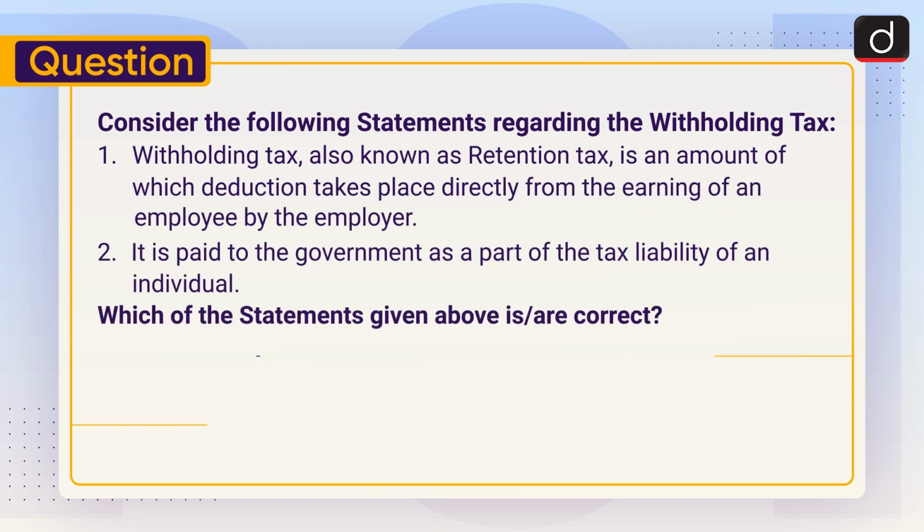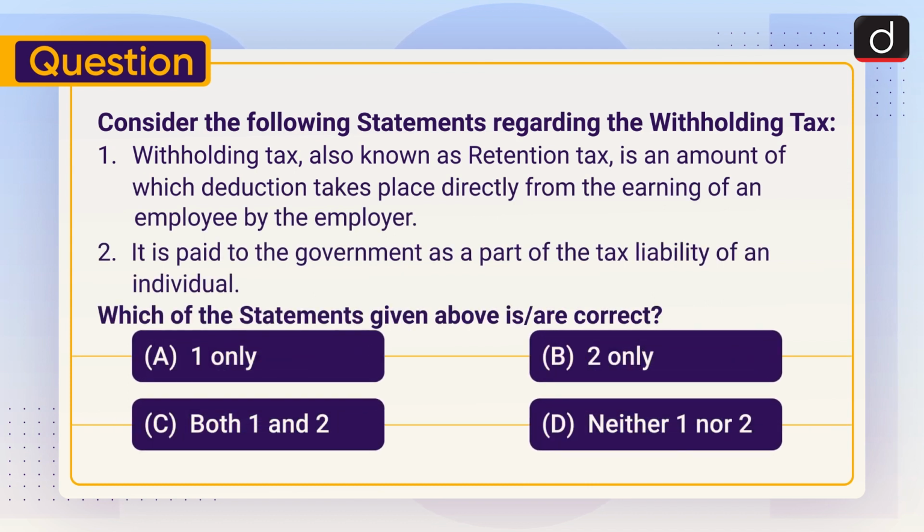Now it's time for the practice question. Consider the following statements regarding the withholding tax. 1. Withholding tax, also known as retention tax, is an amount of which deduction takes place directly from the earning of an employee by the employer. 2. It is paid to the government as part of the tax liability of an individual. Which of the statements given above is or are correct? 1 only, 2 only, both 1 and 2, or neither 1 nor 2?